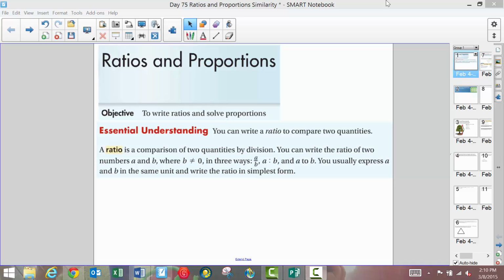Today's lesson is about ratios and proportions. Our objective is to write ratios and solve proportions. Our essential understanding is that you can write a ratio to compare two quantities.